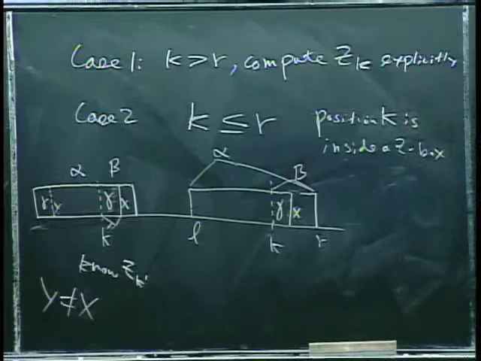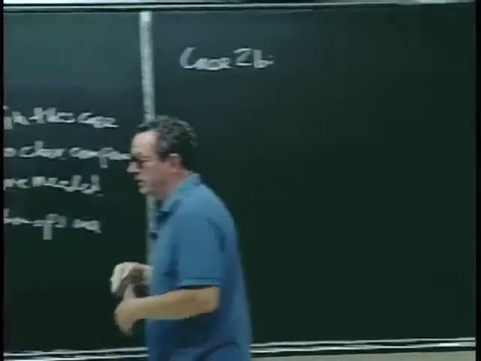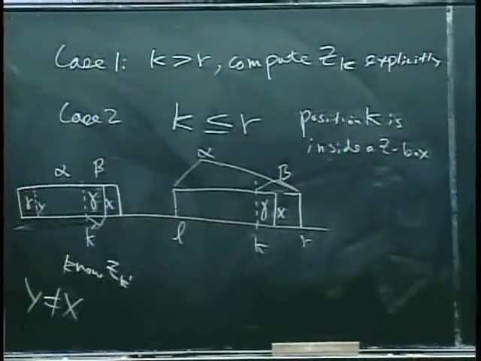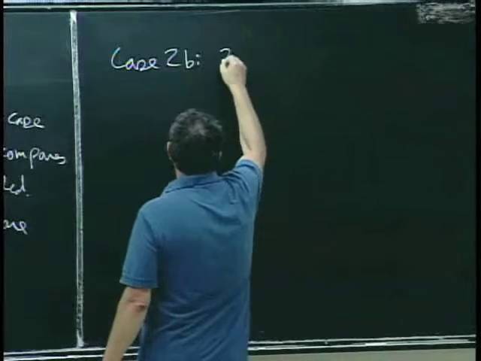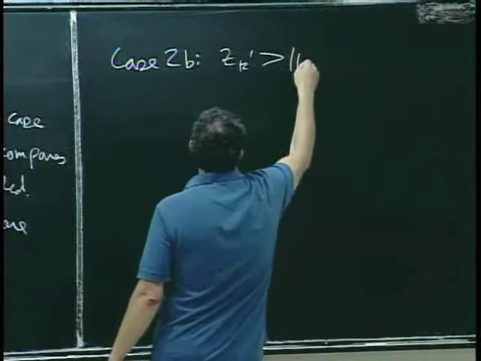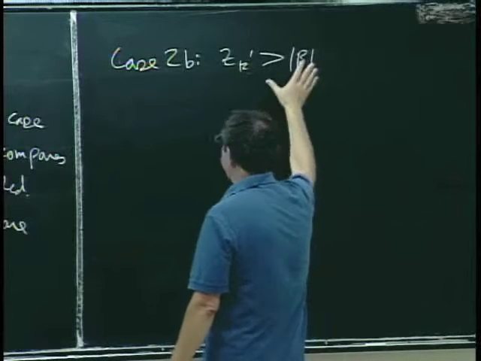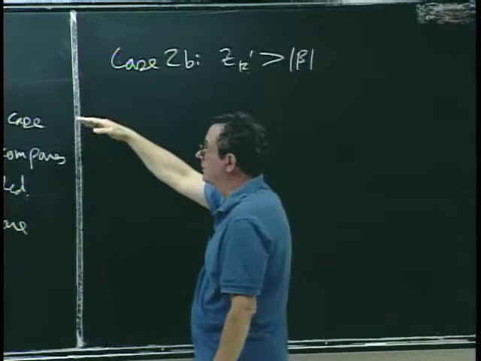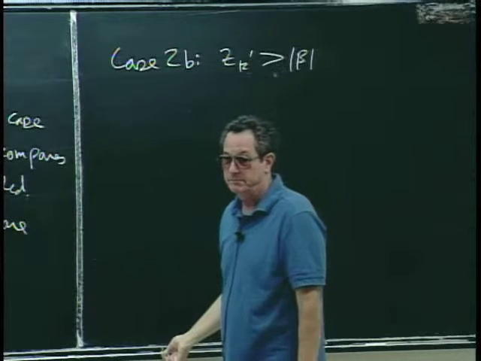Zk prime is less than the length of beta. Now, I think the organization of the algorithm that I'm doing in class is a little bit different than what's in the notes. But either way, it should make sense. Case 2b is zk prime is strictly greater than beta. I think in the notes we have zk prime greater than or equal to beta. But here I'm going to break into 3 cases: zk prime strictly less than beta, strictly bigger than beta, and then we'll look at equal to beta.